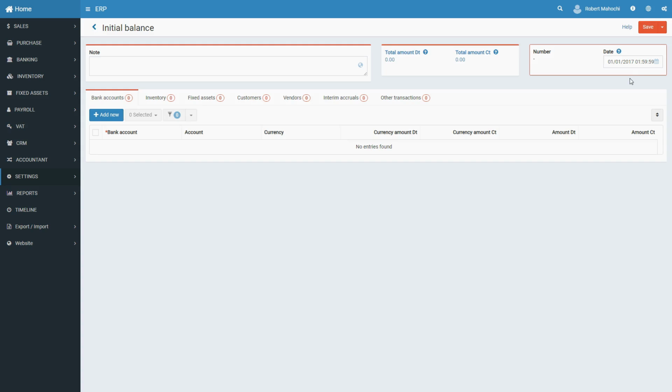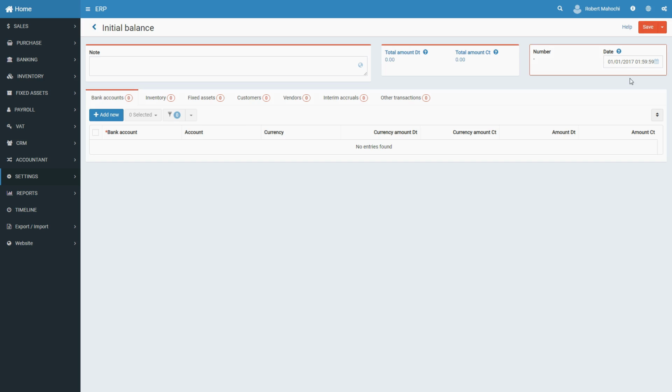Initial or opening balances are the balances of the company at the beginning of each new financial year or period. Initial balance is dedicated to input balances of your company at the moment when you migrate to the system. This way, the closing balance in your previous accounting software will become your initial balance in the system.